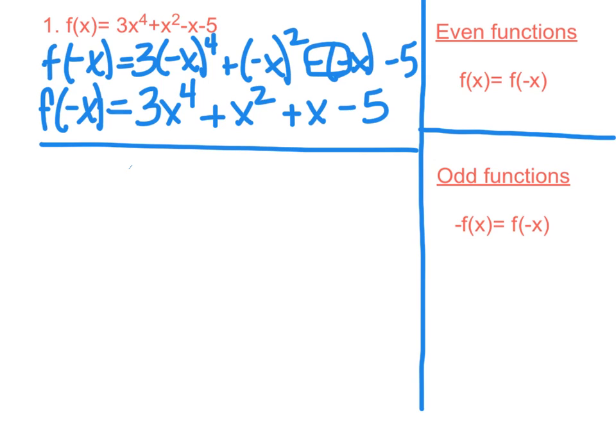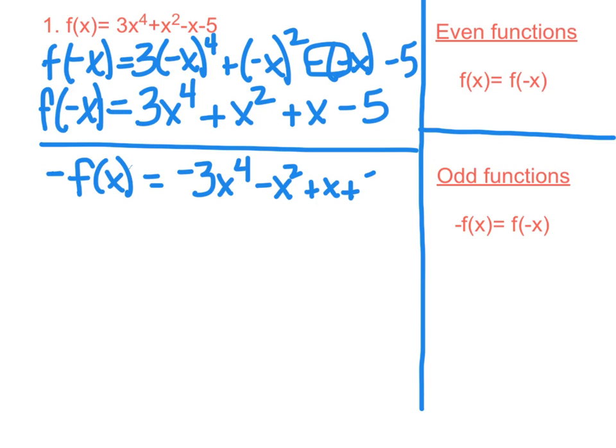Now to do odd, we're going to do negative f of x. Now to do negative f of x, you just take the original function that I have up here at the top in red, and all you're going to do is negate all of the signs. So negative 3x to the fourth minus x squared plus x, and then plus 5. And if you're comparing to see whether something is odd, when you compare these two, you can see that they're not the same. So this function is not odd, it's not even, so your answer is neither, which would be choice C.